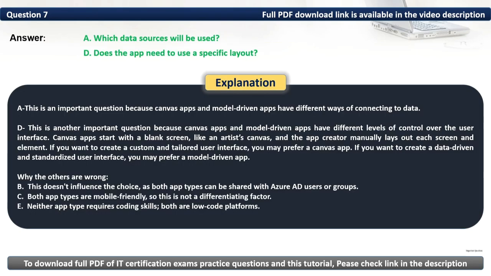About option A, this is an important question because Canvas apps and model driven apps have different ways of connecting to data. About option D, this is another important question because Canvas apps and model driven apps have different levels of control over the user interface. Canvas apps start with a blank screen like an artist's canvas, and the app creator manually lays out each screen and element. If you want to create a custom and tailored user interface, you may prefer a Canvas app. If you want to create a data driven and standardized user interface, you may prefer a model driven app.